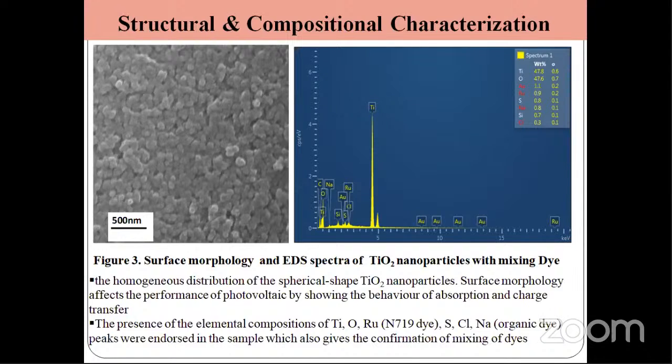The EDS spectra show Ti and O along with Ru, which represents the N719 dye peak, and sulfur, chlorine and sodium, which represent the organic dye peaks. This validates that the dye is composed of a mixture of organic dye and N719.